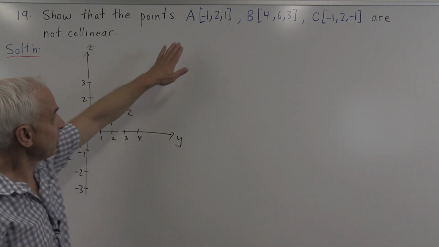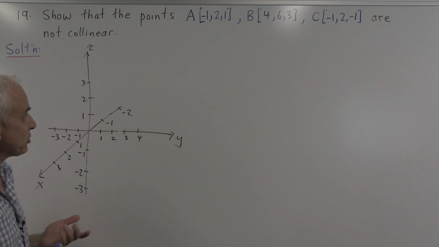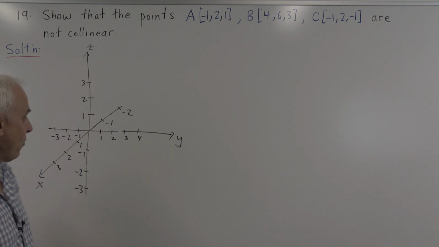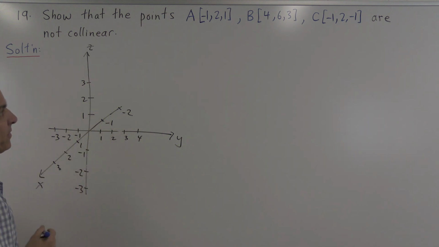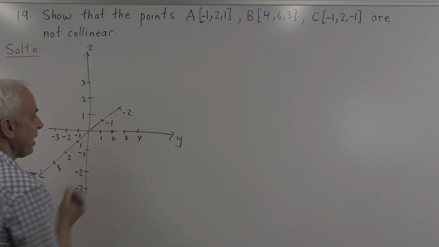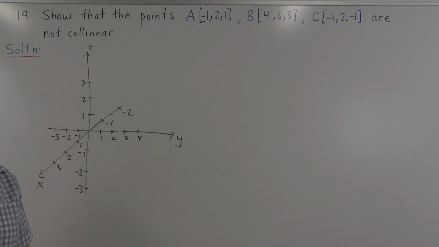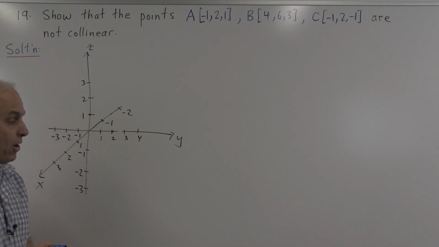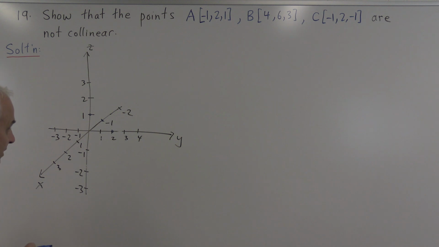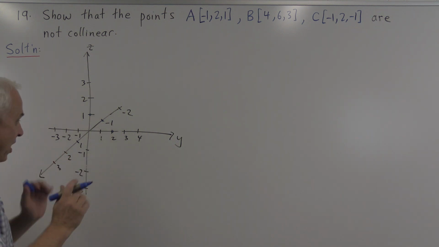Let's have a look at the point A. Where is it in this picture? It has coordinates -1, 2, 1. So it means we're going to go -1 in the X direction, we're going to go 2 in the Y direction, and we're going to go 1 in the Z direction. How can we represent that? Well, one way of doing it is to actually draw it using a parallelepiped or a box. So we're going to draw a box.